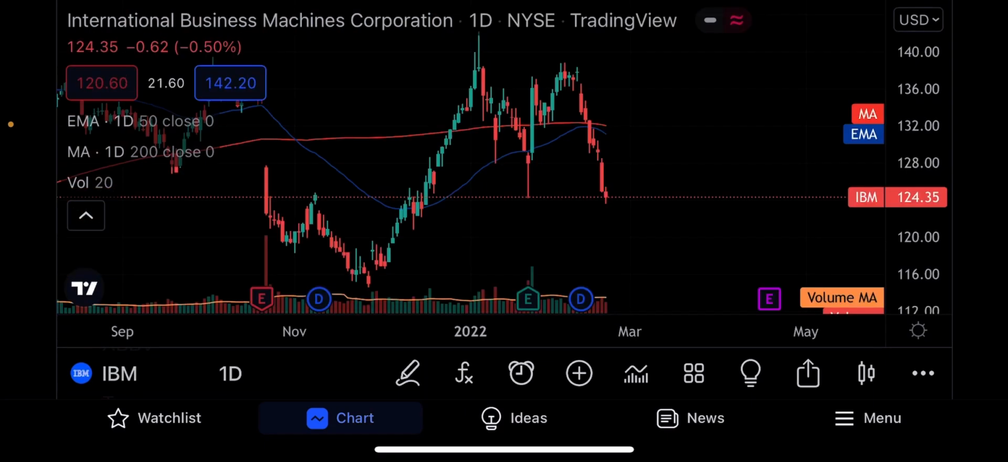IBM has done a bit of a pullback, but you can see there that we've got a double test of this spike down. So we've got a double low. That's suitable for a bounce. Look at the 50 and the 200.